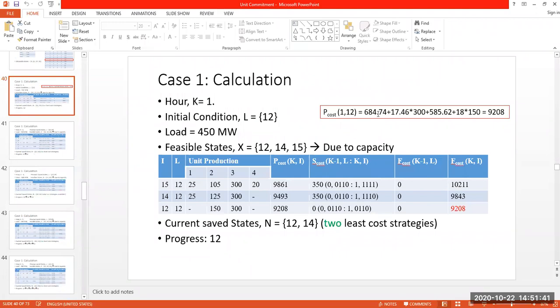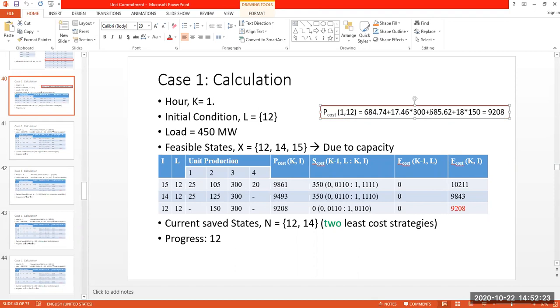So this 684.74 is the no load cost for unit number 3, plus the incremental cost of unit number 3, which is 17.46. Remember, these are already calculated. I'm just plugging the values into the formula which I have just shown you. The production of the unit from this table we find is 300. The first two blocks here belong to unit number 3. Then we have 150 output from unit number 2.